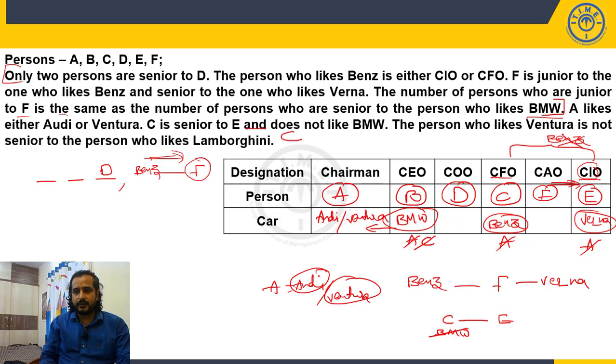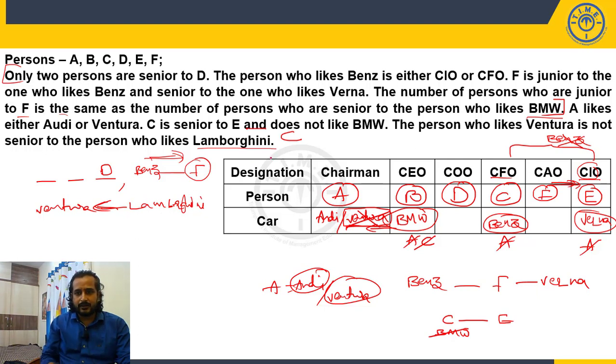The person who likes Ventura is not senior to the one who likes this car. Okay. If I take Ventura as the chairman, definitely the one who likes Ventura will be senior to this Lamborghini. Right. So if I take Ventura here, definitely it is going to be senior to this, because Ventura itself will become the senior most. So this cannot be this.